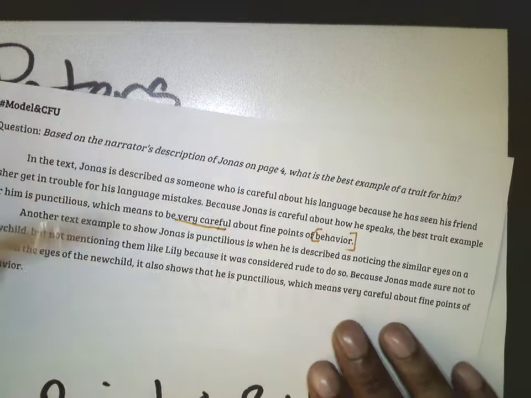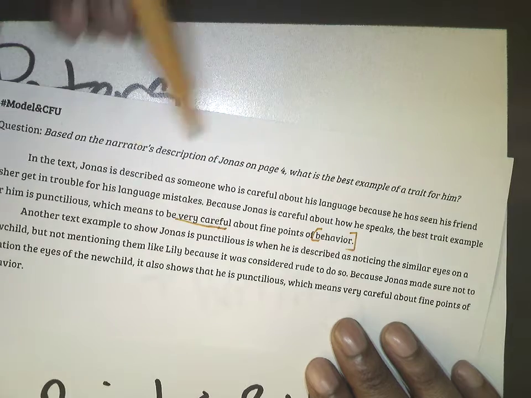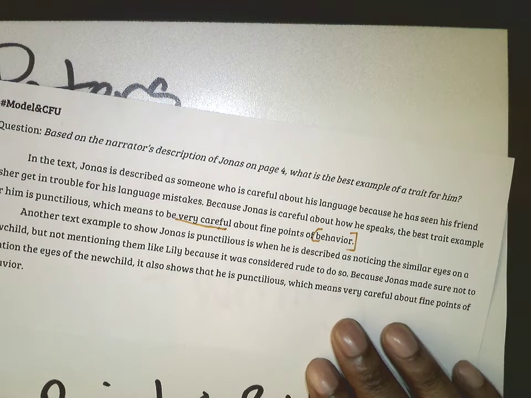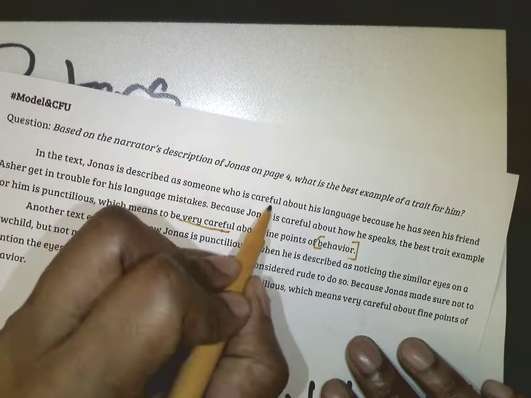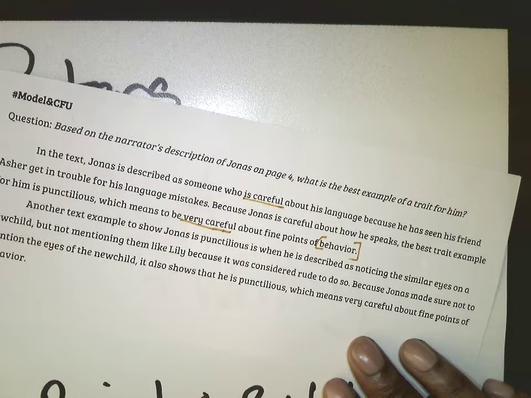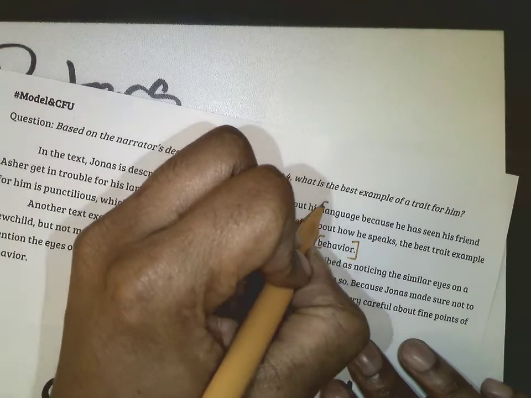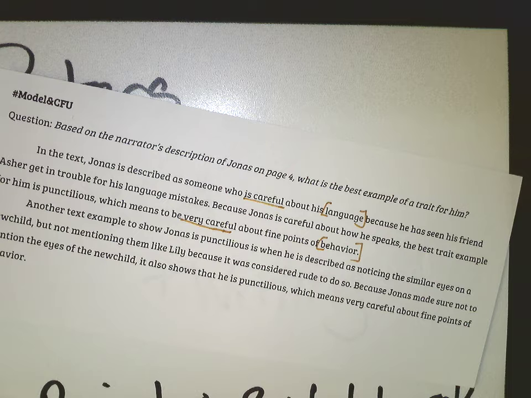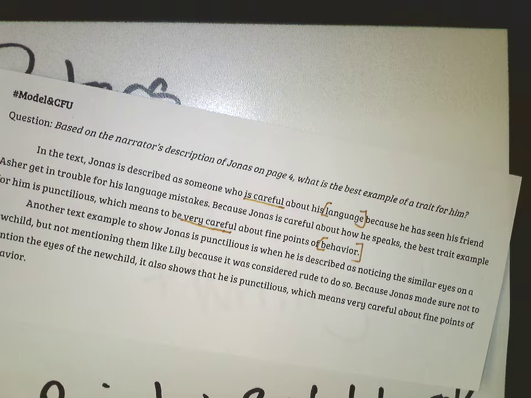All right? So I'm going to start with this first sentence here. And it says that Jonas is described as someone who is careful about his language because he's seen a friend get in trouble for language mistakes. So careful seems to pop up again in the evidence. And then behavior, I'm going to say language. And I want to think about everything that has to do with behavior, whether it's good behavior, bad behavior, what can impact behavior. In this case, language can be something that can impact your behavior.